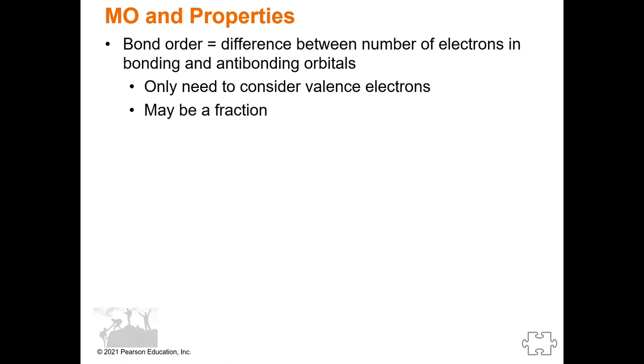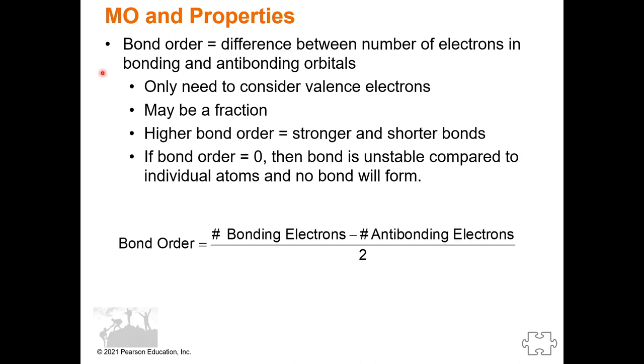What do we do next? How do we know if H2 actually exists? Well, now we have to figure out something called bond order. And that's where we have to use the number of electrons in the bonding and antibonding orbitals. So here is the equation that we need to use. The number of bonding electrons minus the number of antibonding electrons, divided by 2. So we're only going to look at the valence electrons. It's okay if this number is a fraction.